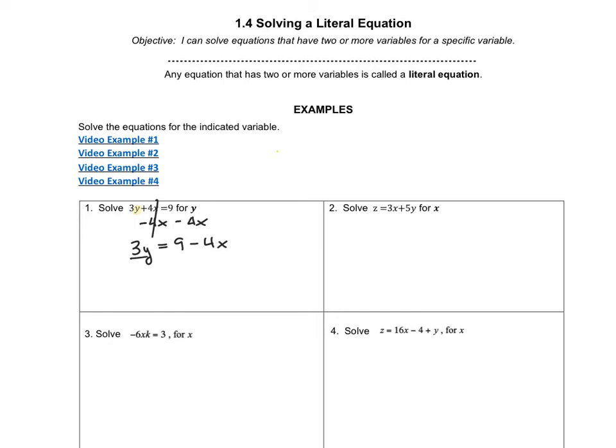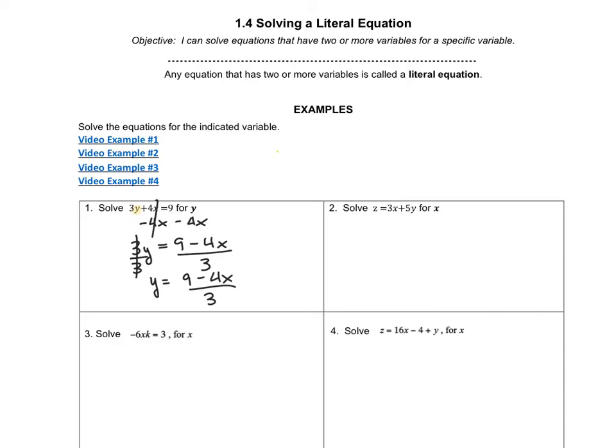Next, I'm going to divide both sides of the equal sign by 3. You have to divide everything on the right side of the equal sign by 3. There is nothing that you can simplify, so you're going to leave it 9 minus 4x over 3.